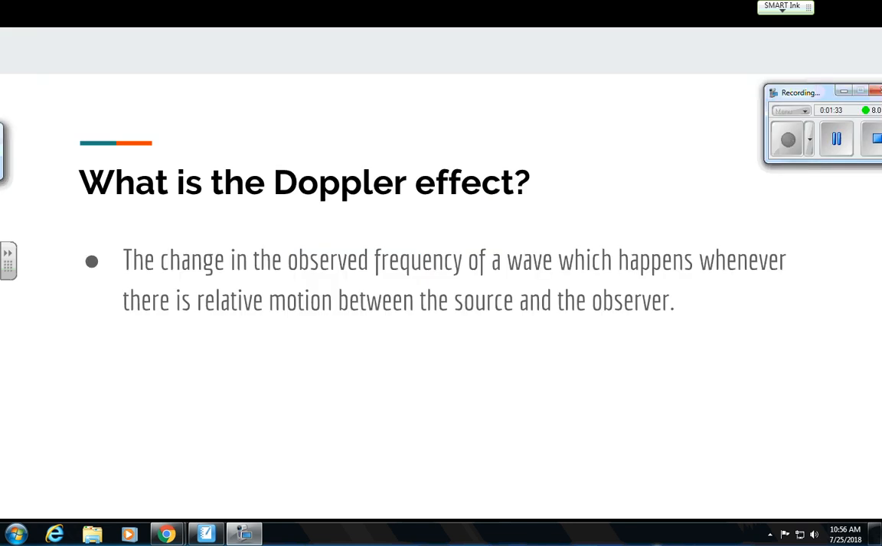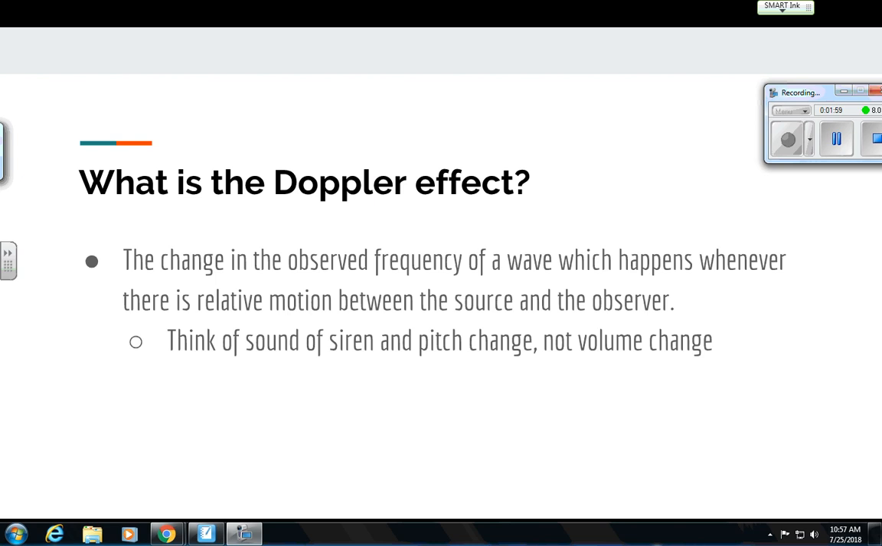First things first, we've got to get a feel for what the Doppler effect is. Basically, it is a change in the observed frequency of a wave due to either the source of the wave moving, or the observer or receiver of the wave moving, or both. As long as there's relative motion between the source and the observer, there will be an observed shift in frequency. Sometimes there will also be an observed shift in wavelength.